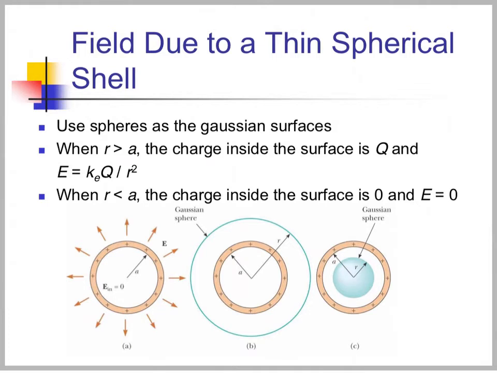So, when r is bigger than a, all the charge Q is on the inside, and so we know then that the electric field is equal to KQ over r squared. We could work out the integral, but it's exactly the same as the last example we looked at. When r is less than a, when my Gaussian sphere is on the inside of it, there is no charge inside the surface, and therefore the electric field is 0. So now we know it's 0 inside, KQ over r squared on the outside, and we know what the electric field is everywhere.